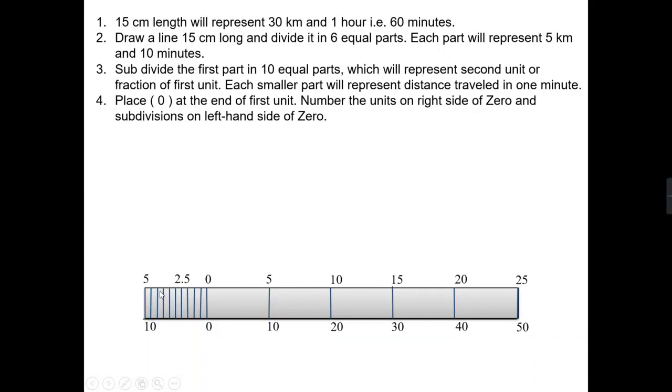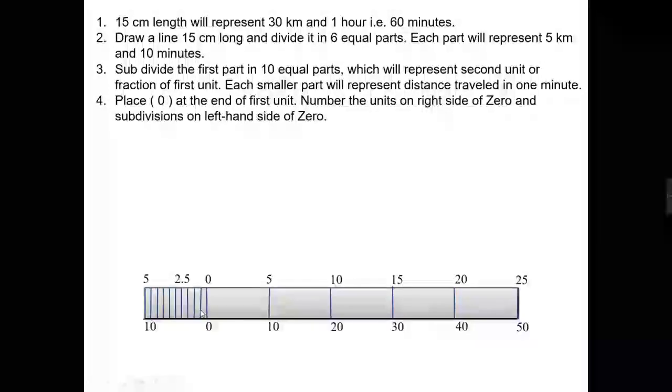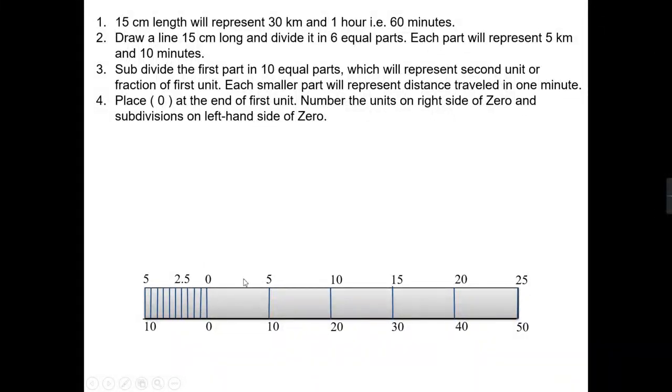On the upper part of the scale, we will show the kilometers. So the scale is representing the total length of 30 kilometers, and each part represents 5 kilometers. So here you can mark 0, 5, 10, 15, 20, and 25, and here from 0 to 5, you are dividing it into 10 equal parts. So each part will represent 0.5 kilometers.